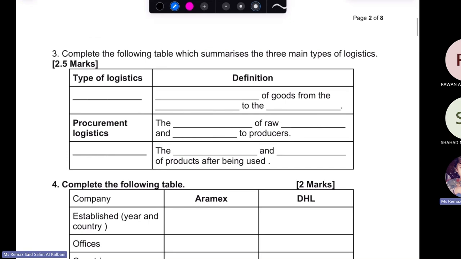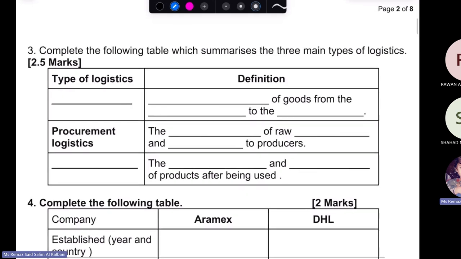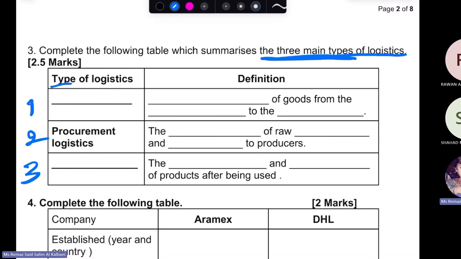Then, when you have the table, I know that most of the students face difficulties answering tables, but trust me, it is easy when you know how to answer it. Well, complete the following table, which summarizes 3 main types of logistics. 3 main types. Okay, you have type of logistics. Here are the types. How many? 1, 2, and 3. Here are the definitions, their meaning. Okay, you only have one type written. This is the only one present. And there are 2 types missing. What do you have in here? The definitions are missing.